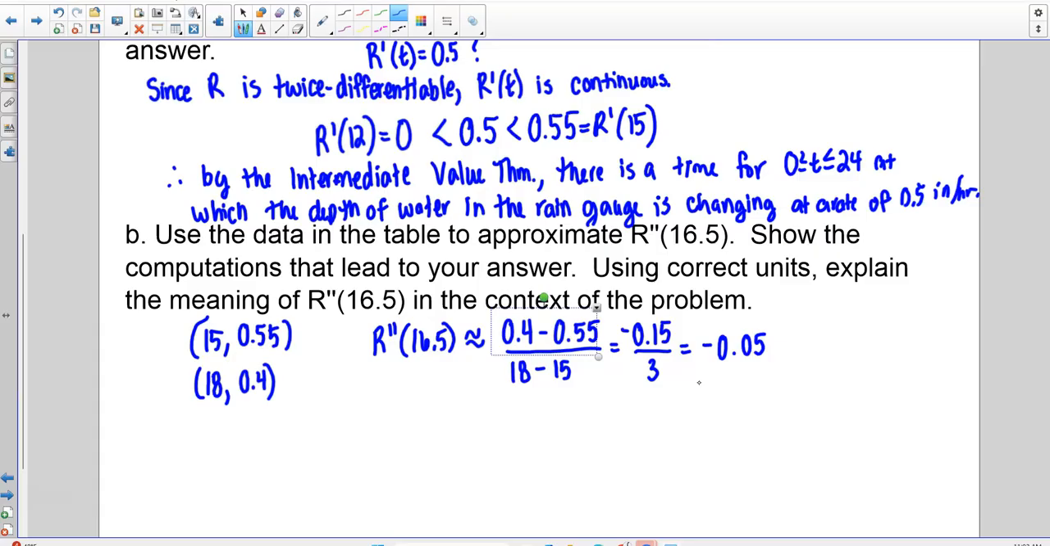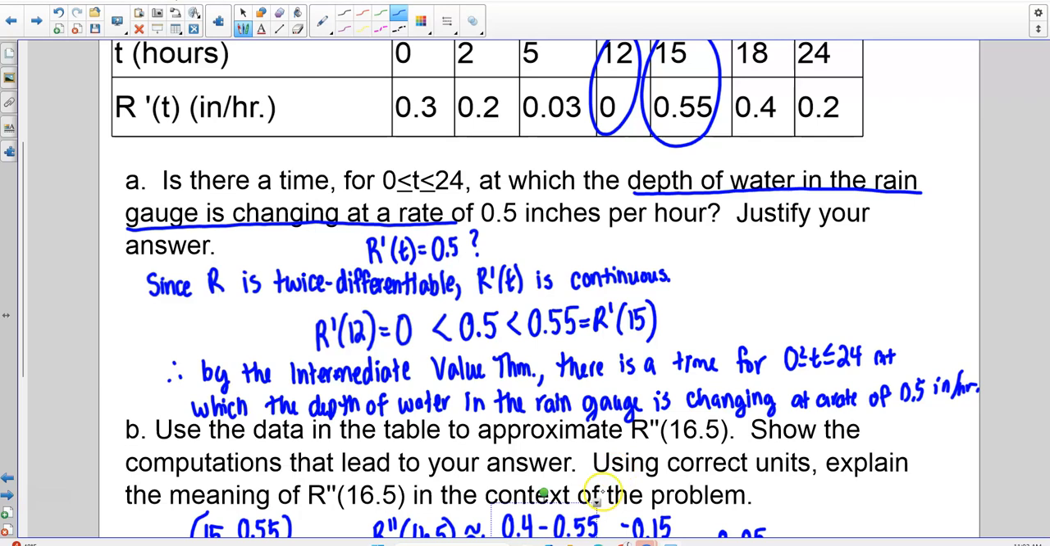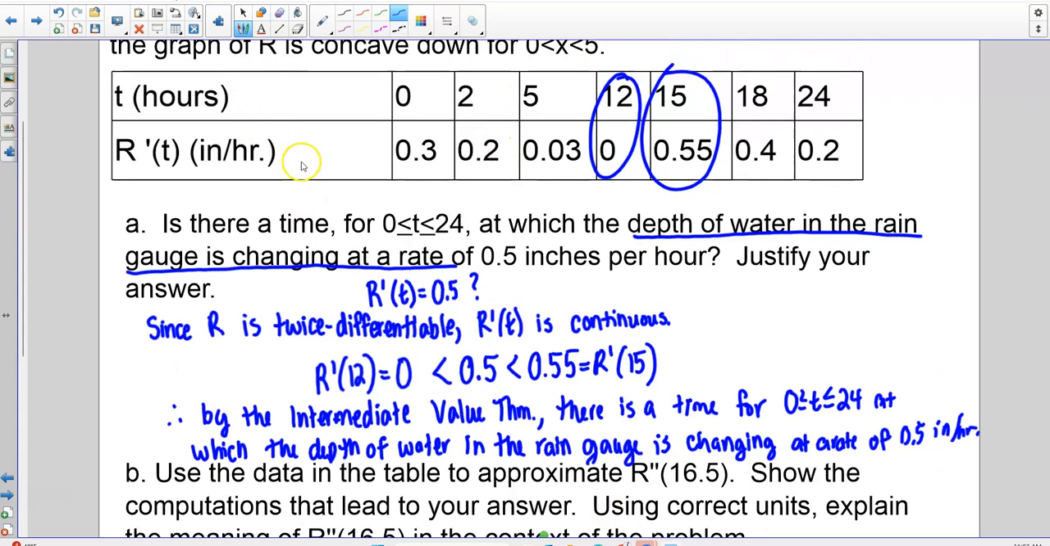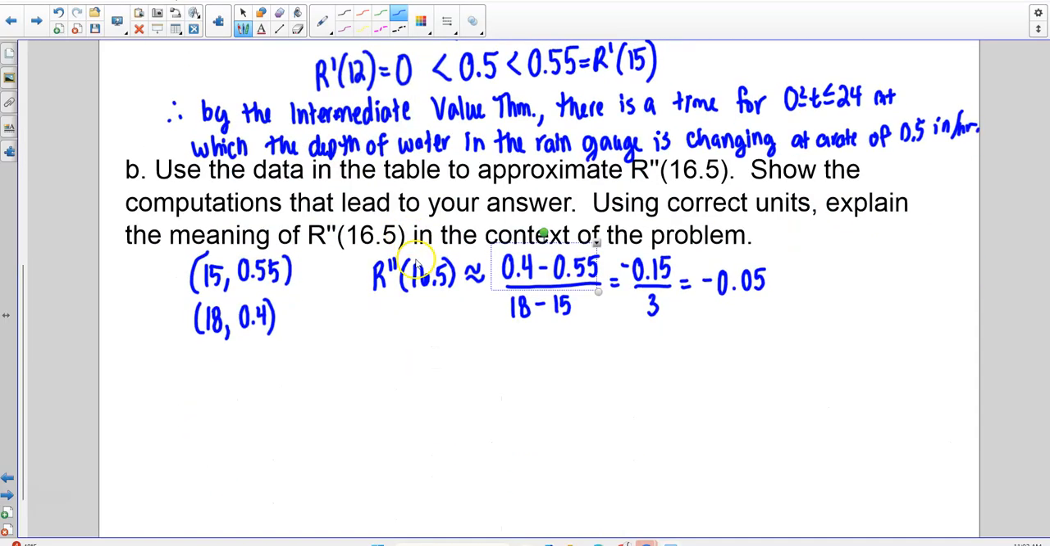In terms of units, we're talking about second derivative. So it's r prime divided by the independent variable, which in this particular case is our time. Another thing, you're finding the slope. r prime is in inches per hour, right? So like up here, this was inches per hour. And then 18 minus 15, that was hours. So we're looking at inches per hour per hour.